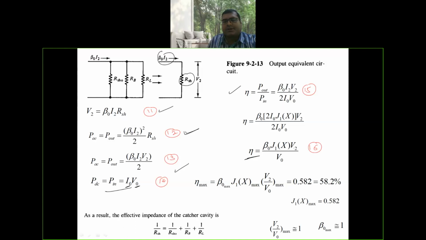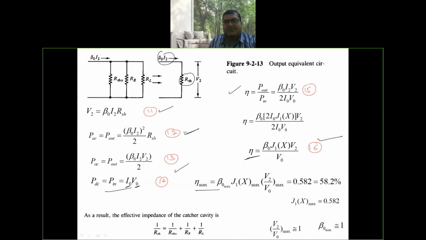V2 by V naught. And here, to determine the theoretical maximum efficiency of reflex klystron, we have to consider the maximum values of these parameters associated with equation number 16. That is, eta max is equal to beta naught max, J1 of x max, V2 by V naught max, and it is equivalent to 58.2%.